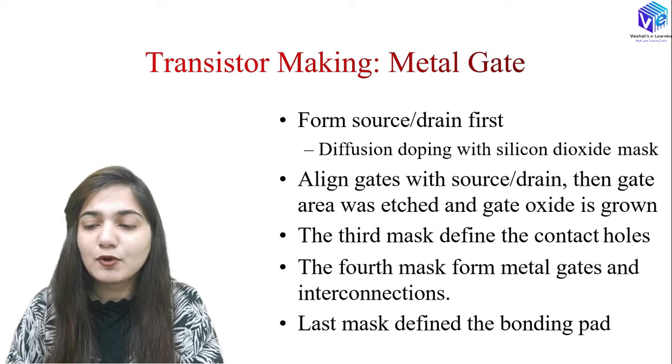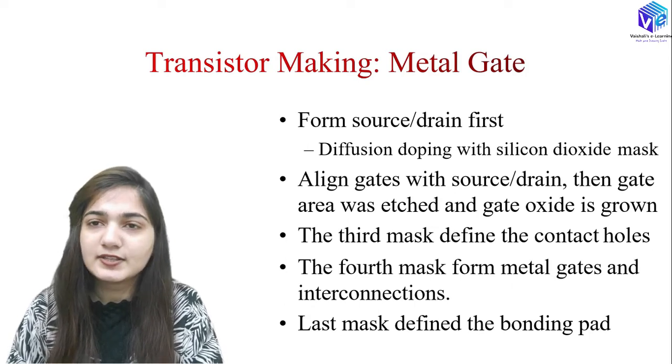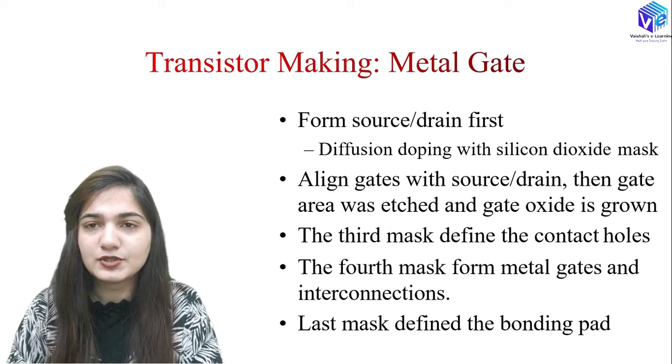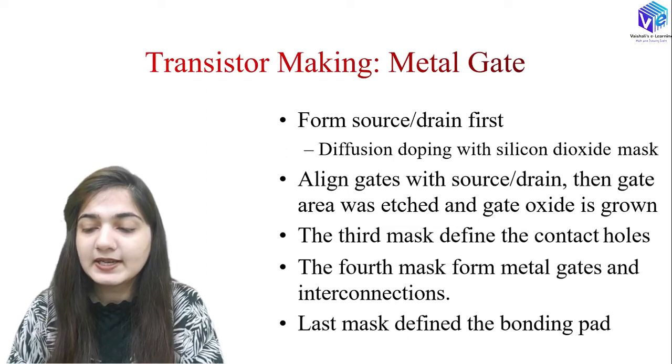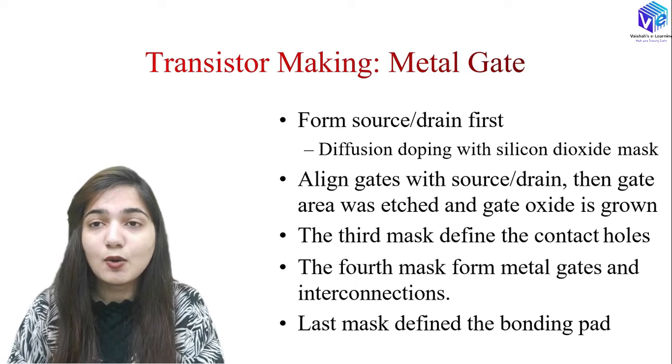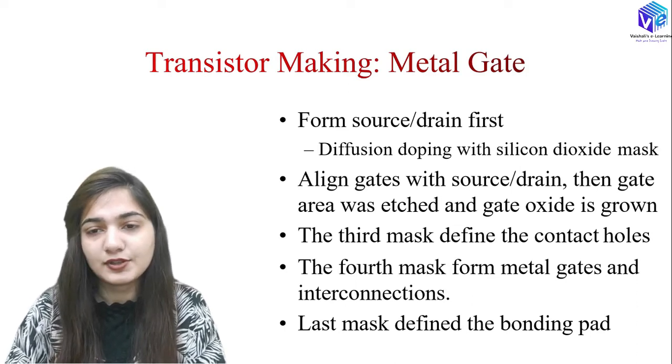Then the gate area is etched and the gate oxide is grown, right? Then we will be using a third mask. The third mask defines the contact holes, right? And then we will be using the fourth mask, which is going to form the metal gate and all of the metallic interconnections, right? Then we will be using the last mask that defines the bonding pad. This is how we will be making the transistors on the given chip.